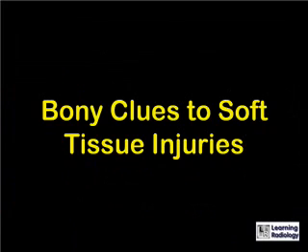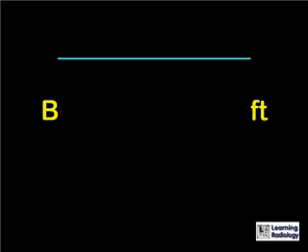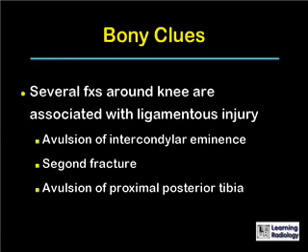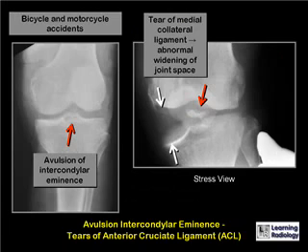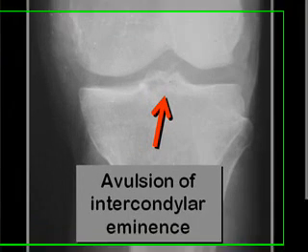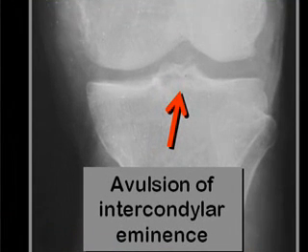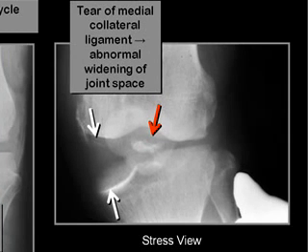Just as there are soft tissue clues to underlying bony injuries, there are bony clues to soft tissue injuries around the knee. These include avulsion of the intercondylar eminence, a Segond fracture, and avulsion of the proximal posterior tibia. This is an example of an avulsion of the intercondylar eminence, which is associated with tears of the anterior cruciate ligament.